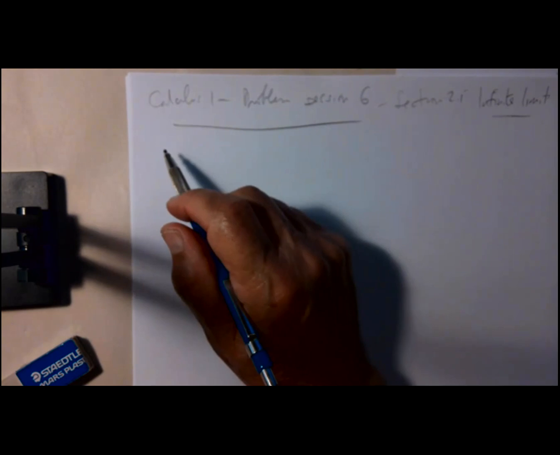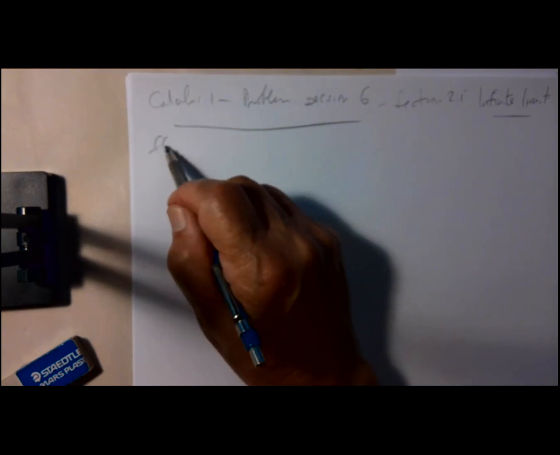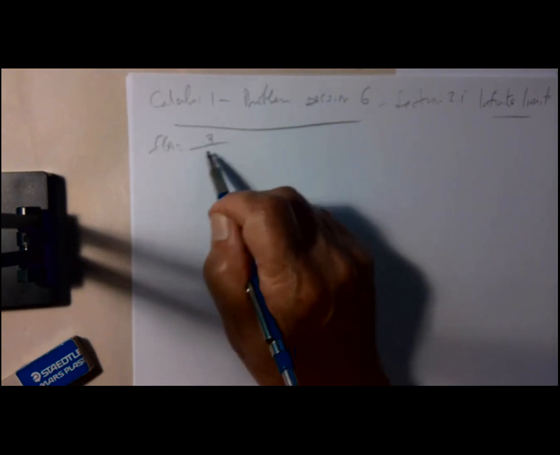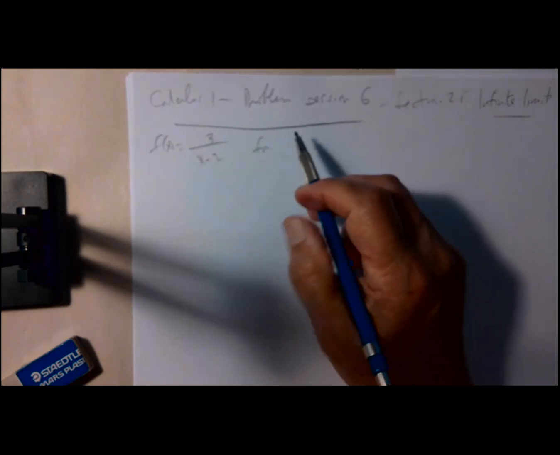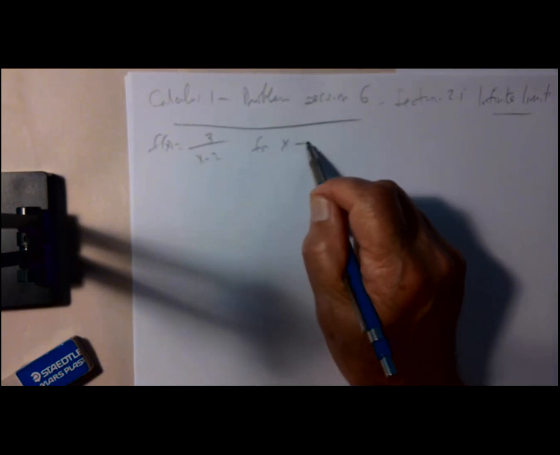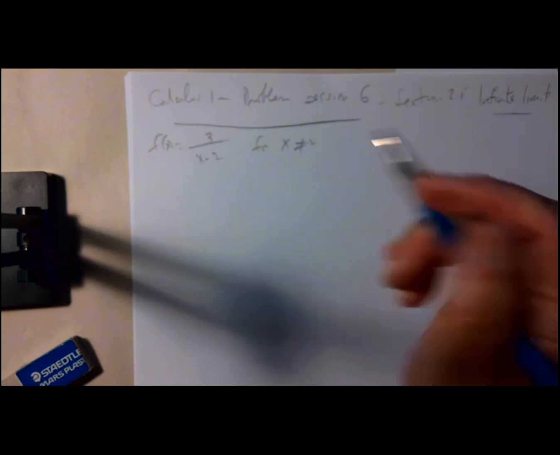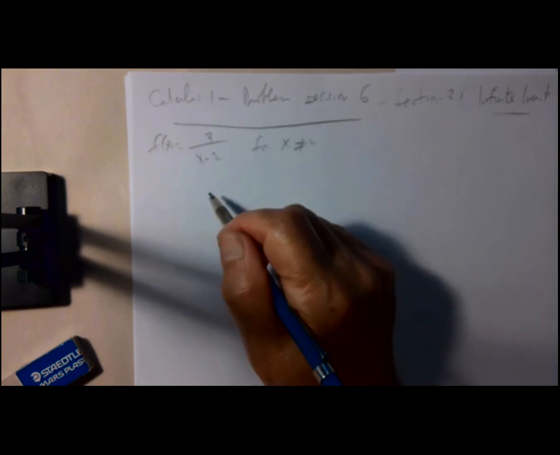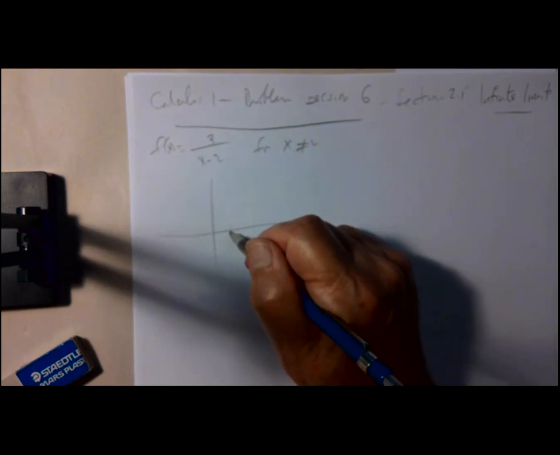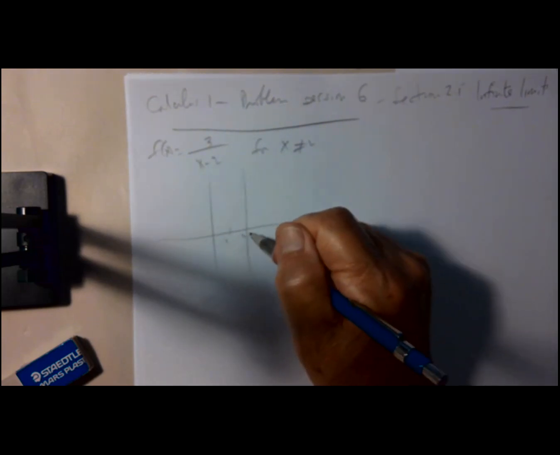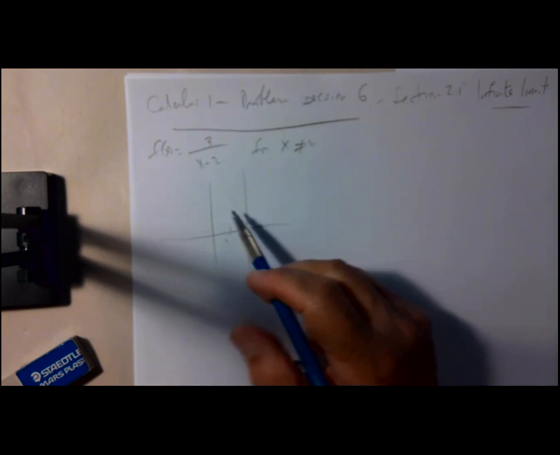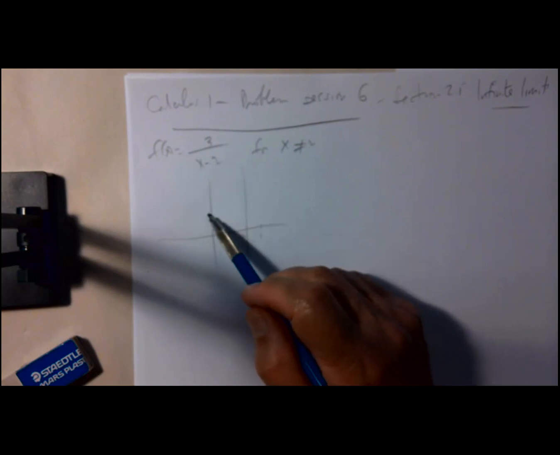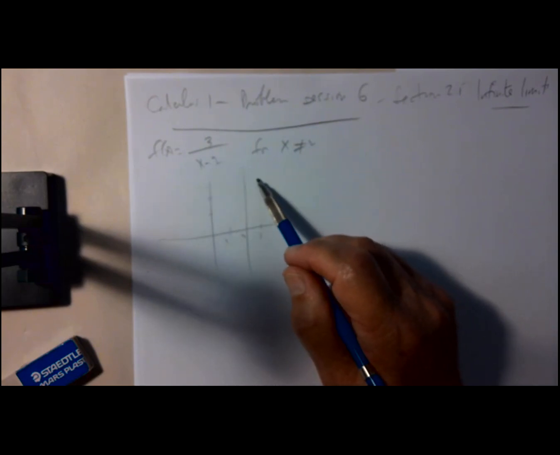So a nice example is a function like f of x equals 3 over x minus 2, which is defined for all x except where the denominator would be 0, that is for all x different from 2. And if you graph this function, at x equal 2, there's a problem. It's not defined. When x is equal to 3, for example, it's equal to 3.